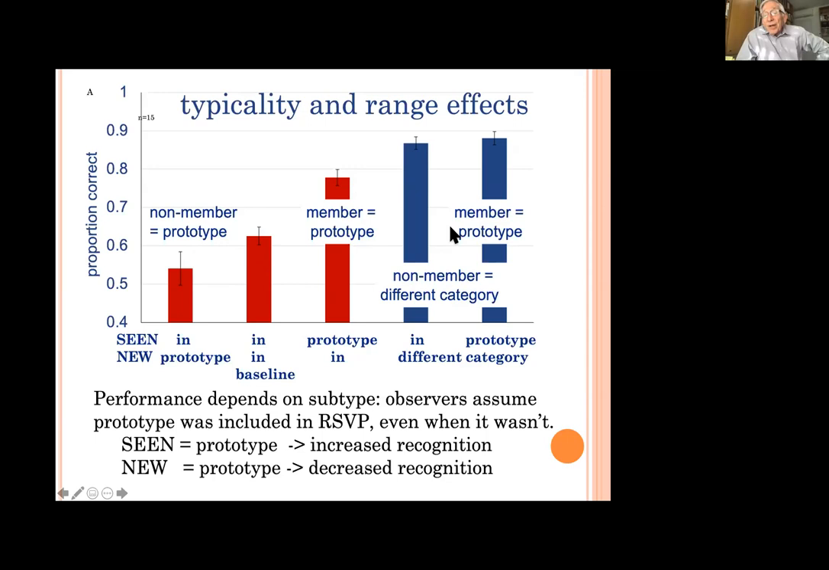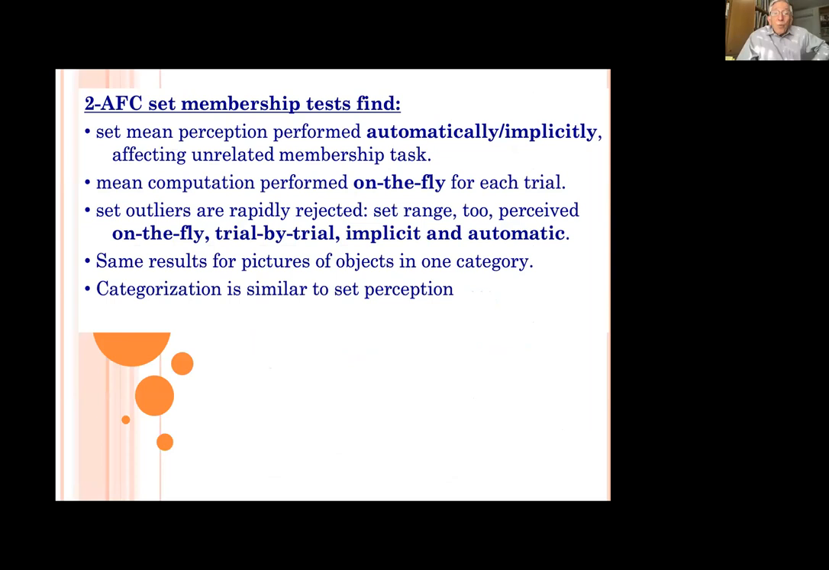Okay. So we can now say that seeing the mean of a set of objects, whether it be low-level parameters, features of size, orientation, etc., or category, what we do is on the fly. We can compute the mean and know what the mean is, and categorization is similar to set perception.